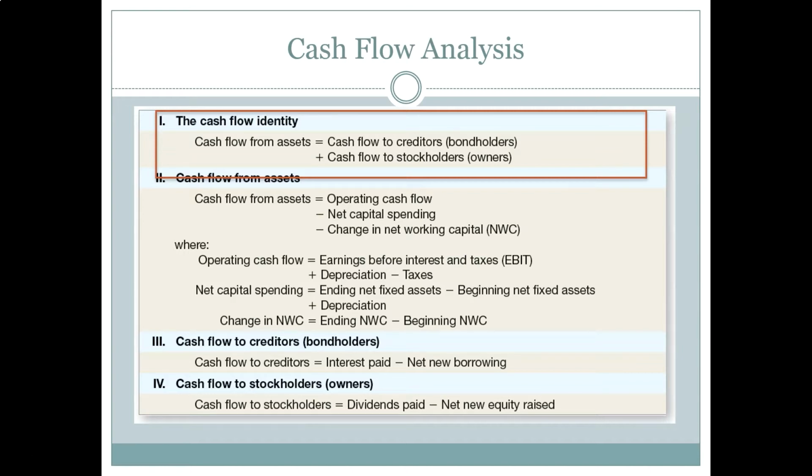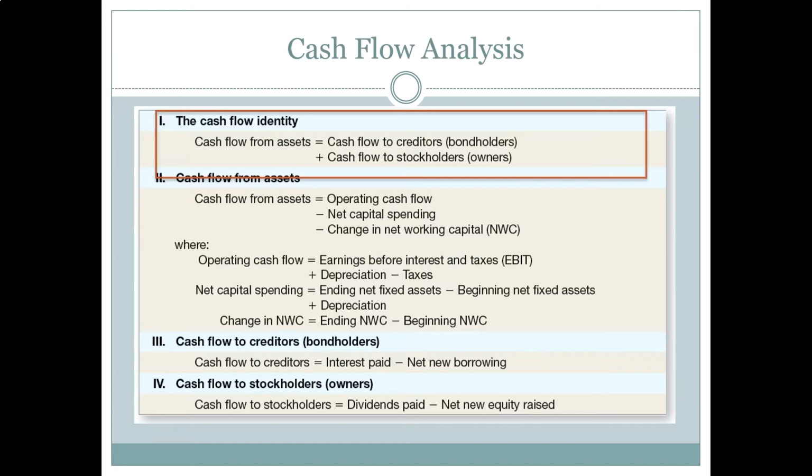Creditors and bondholders all represent the people who make the firm a loan, who provide debt financing, plus cash flow to stockholders, who are equity holders or owners. These are the people that own shares of the firm. And this identity, again, describes something central about how cash moves through the firm.